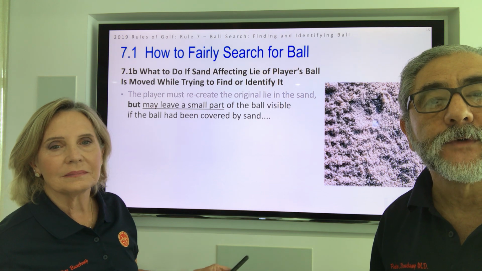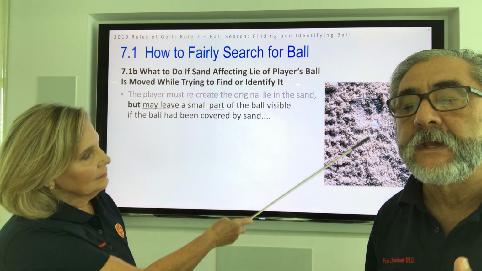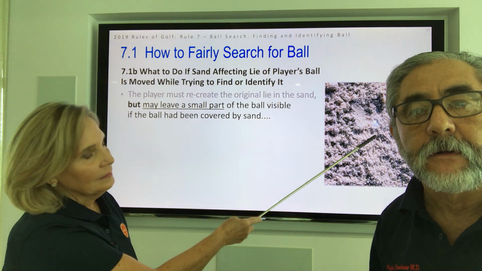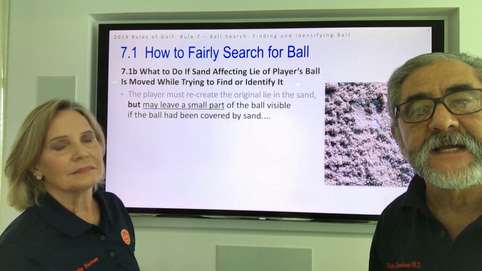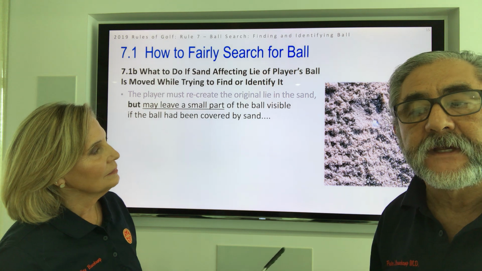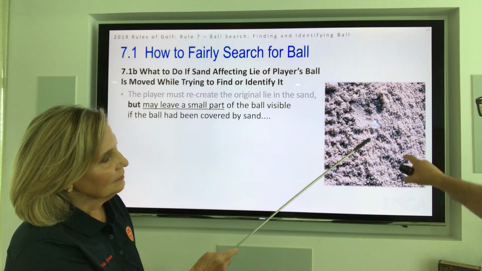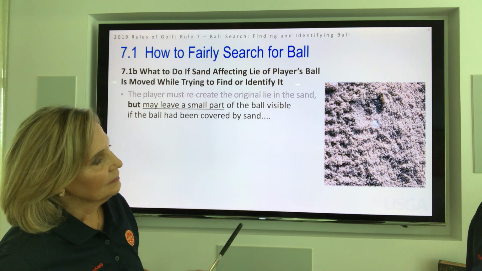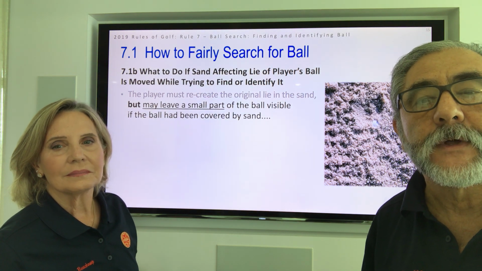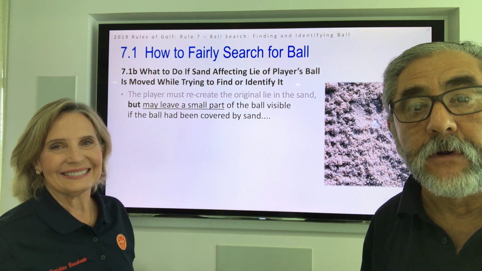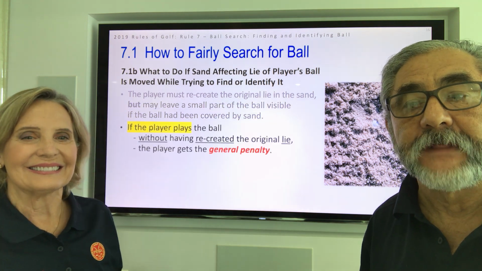What do we have to do? If we find our ball, we have to replace the ball in the area, and since it was covered by sand, we need to cover it again, but we can leave a small window of area where we can see our ball so that we can play the ball. There's no penalty for that.